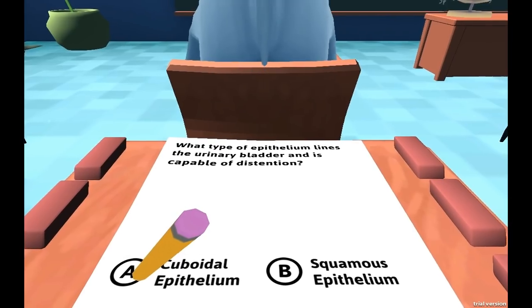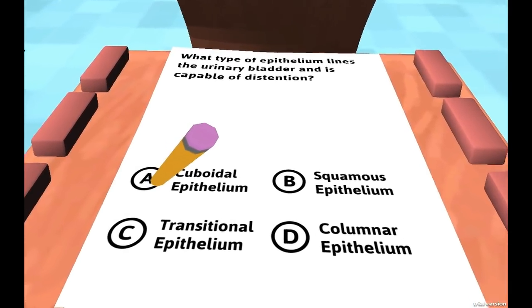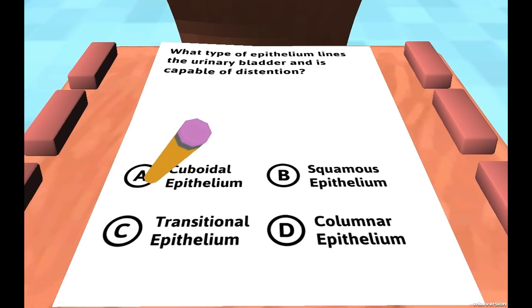How about you work on your grammar, professor, before you try and hand me quizzes? What type of epithelium lines the urinary bladder and is capable of distension? Anatomy and physiology 1!